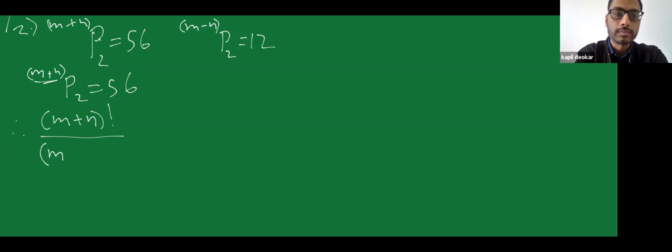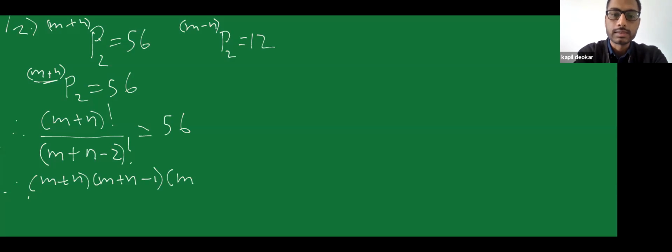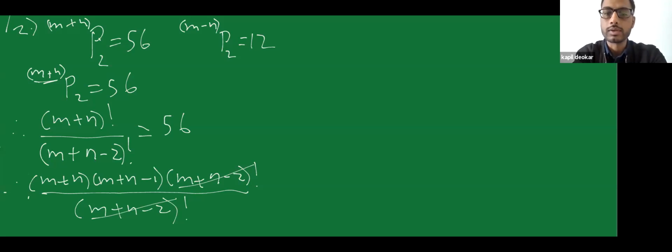So this is going to be (m+n) factorial upon (m+n-2) factorial, which is equal to how much? 56. Which one is big, m plus n or m plus n minus 2? m plus n is big. So I'll reduce that. So this will be m plus n, then m plus n minus 1. Keep on subtracting 1 till you reach the smaller term, which is present in the denominator. So I will reduce till m plus n minus 2, so that it gets cancelled from numerator and denominator.